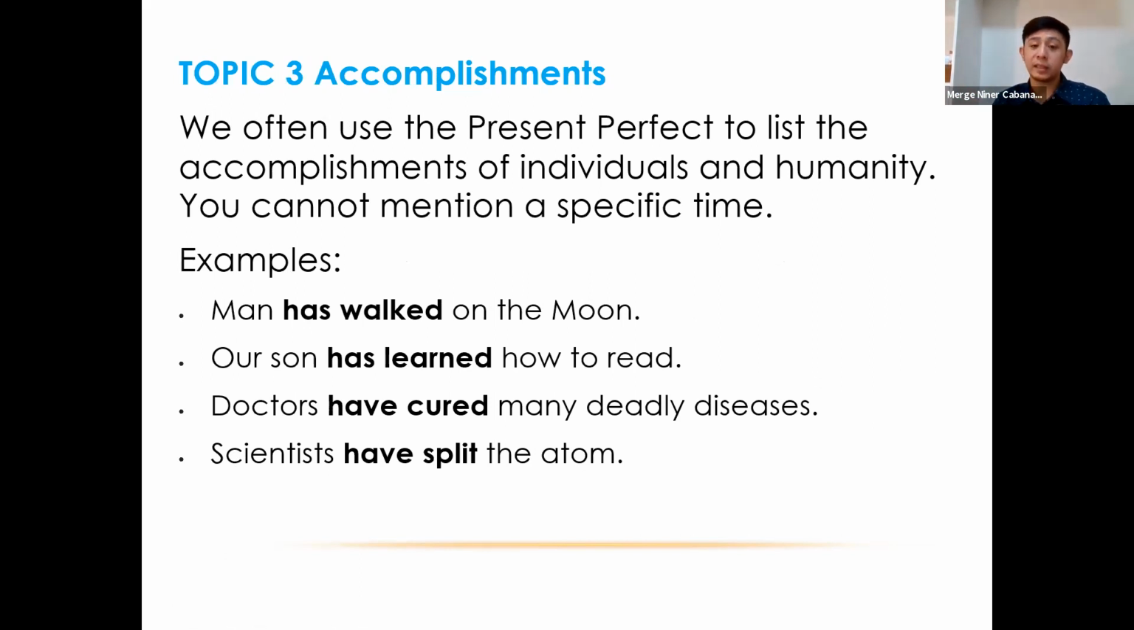Accomplishments. We often use the present perfect to list the accomplishments of individuals and humanity as well. You cannot mention a specific time. Remember, man has walked on the moon. You don't say man has walked on the moon in 1969. You don't add the time expressions because if you do that, it will not be very accurate with the use of your tense. Our son has learned how to read. That's an accomplishment. Doctors have cured many deadly diseases. That's also accurate. Scientists have split the atom. Scientists have invented the cure for COVID-19. So because they did, that's an accomplishment. So you can use the present perfect tense.